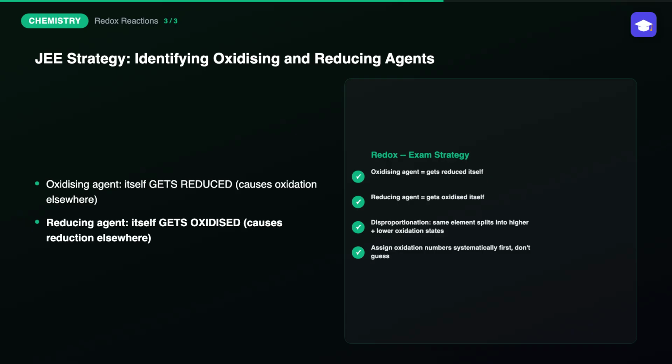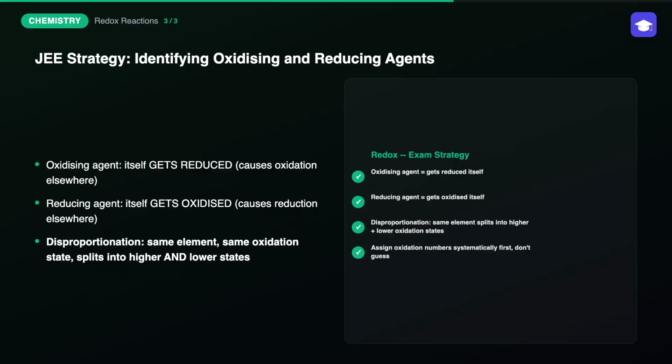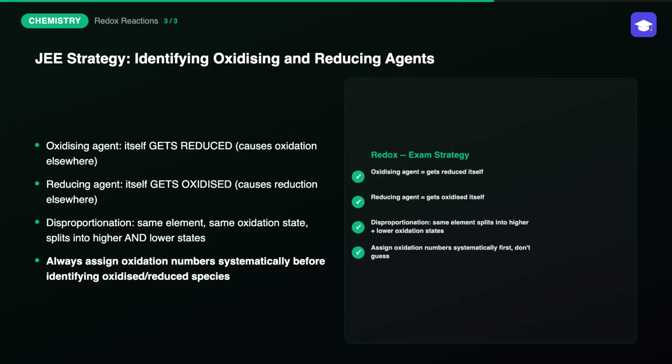A frequently tested trap involves disproportionation reactions, where the exact same element, in a single intermediate oxidation state, is simultaneously oxidized and reduced in the same reaction. Some atoms of that element go up in oxidation number, while other atoms of that same element go down. A classic example is the reaction of chlorine gas with cold dilute sodium hydroxide.